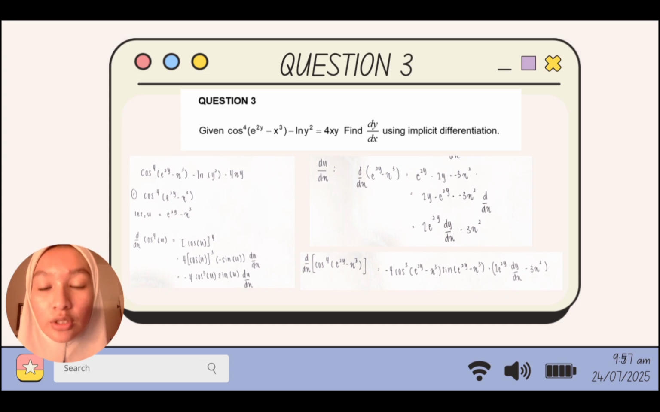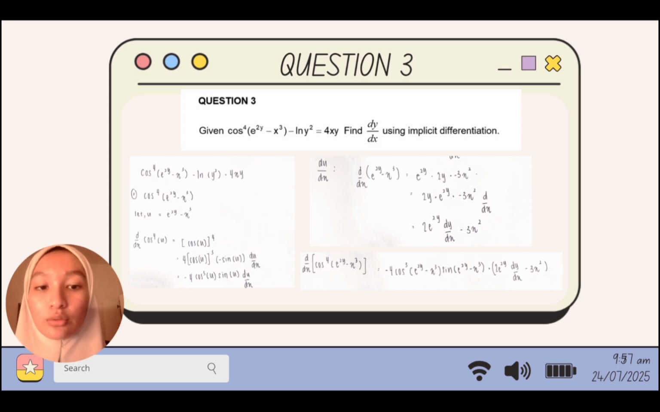So for question 3, we need to separate it into different parts. For the first part, we need to differentiate cos⁴ of e^(2y) minus x³. First, let u equal e^(2y) minus x³. Then we differentiate cos⁴ u, and the final answer we're going to get is negative 4 cos³ u sin u du/dx. So next step, find du/dx.